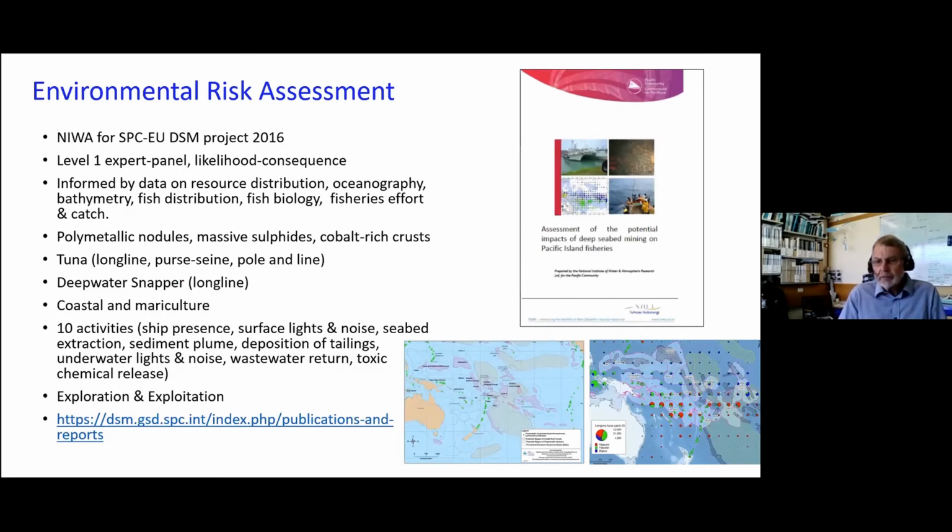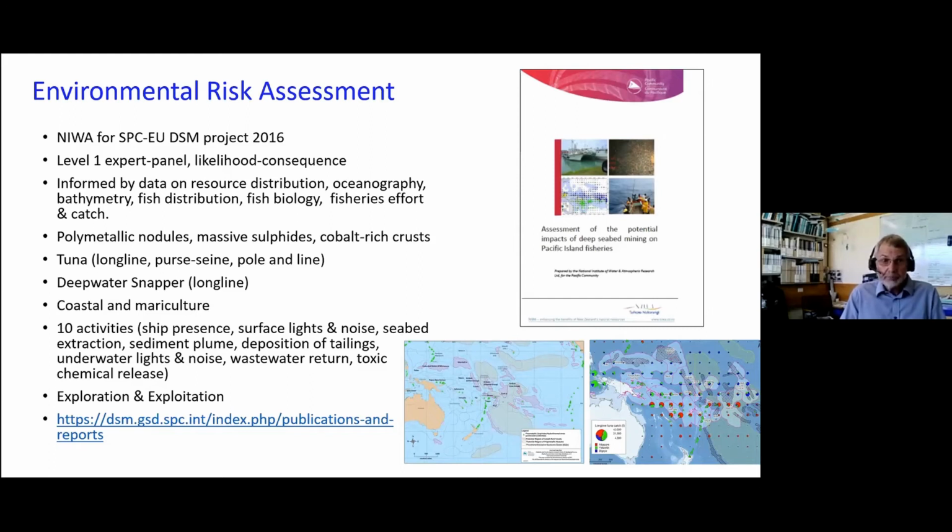Some of this work has been done for the Southwest Pacific. It's not just an Atlantic or Northern Pacific or Eastern Pacific focus with seabed mining. And a lot of you are familiar with the SPC EU Deep Sea Minerals Project, which took place from around 2000 and around 2014, 15, 16, around that period. And one of the things that was done as part of that was a level 1 risk assessment looking at the impacts of potential seabed mining on Pacific fisheries.